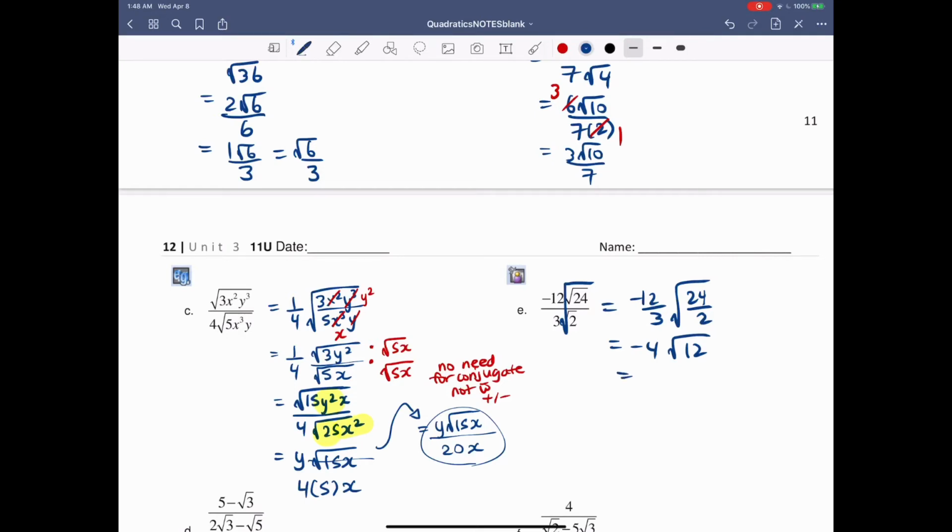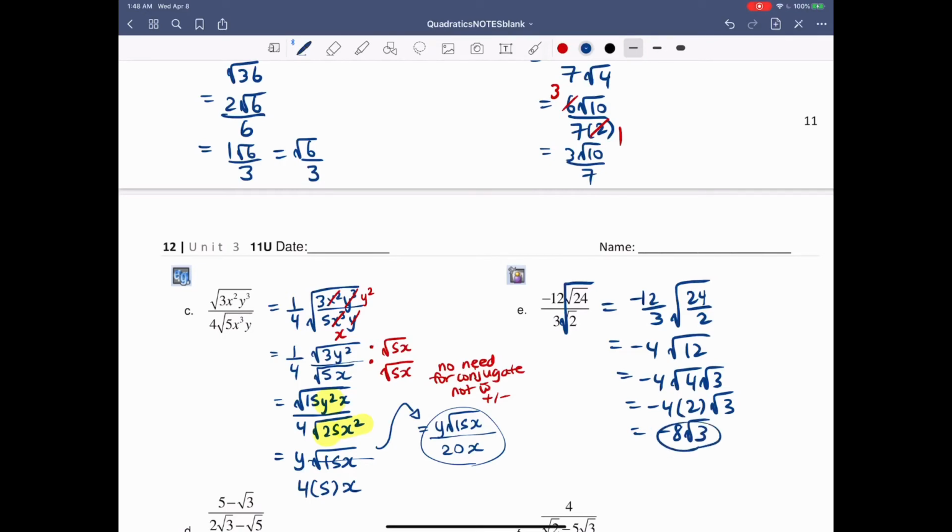Because we have to go back to the previous rules from way before that says take any perfect squares out, which is a 4 and a 3. So the square root of 4 is 2. So you get negative 8 square root 3.